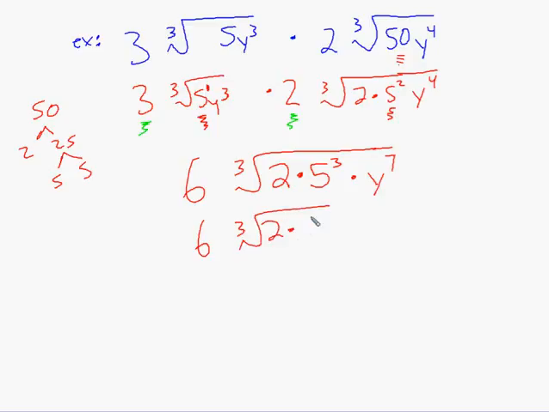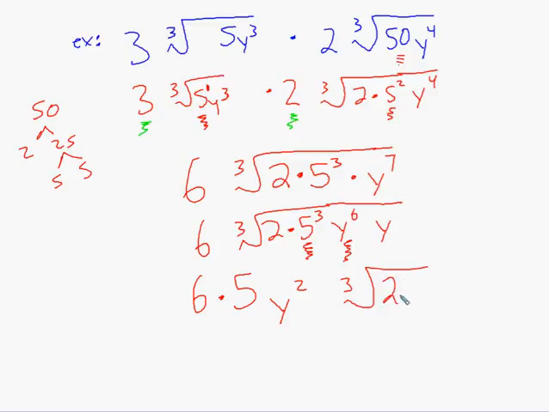All right, now I need to split up that y to what? Yep, that way the exponent is divisible by 3. So now I can do the cube root of the things I underlined. What's the cube root of 5 to the third? And what's the cube root of y to the 6th? Which leaves what on the inside? 2y. So I get 30 y squared cube root 2y.